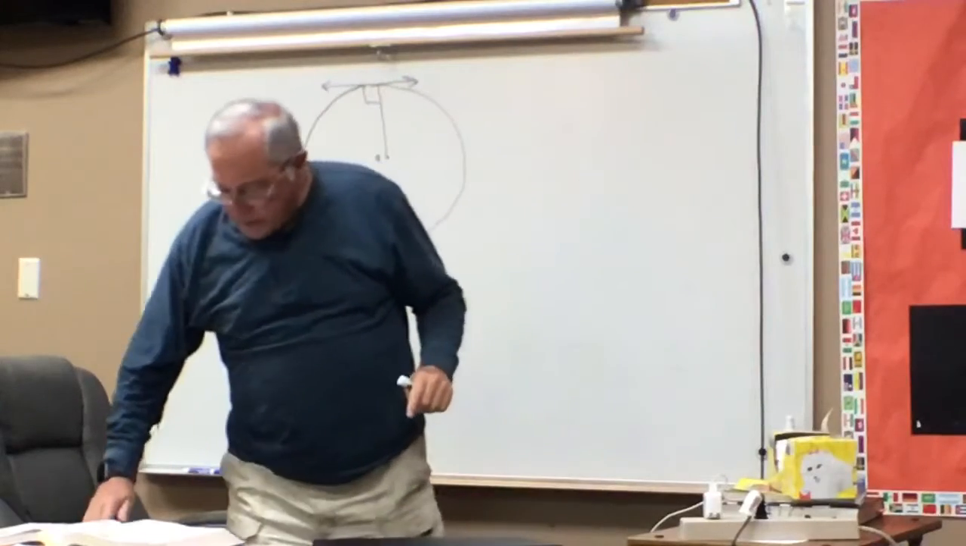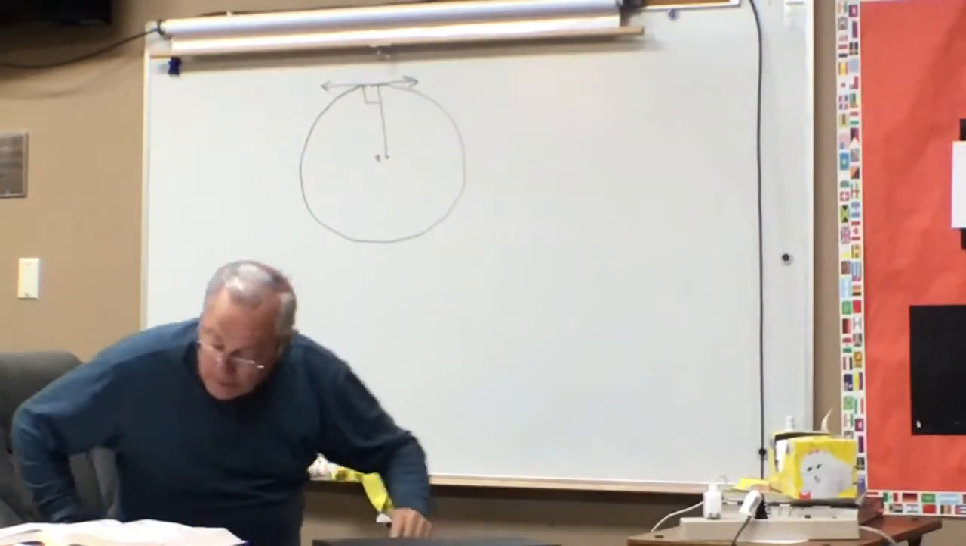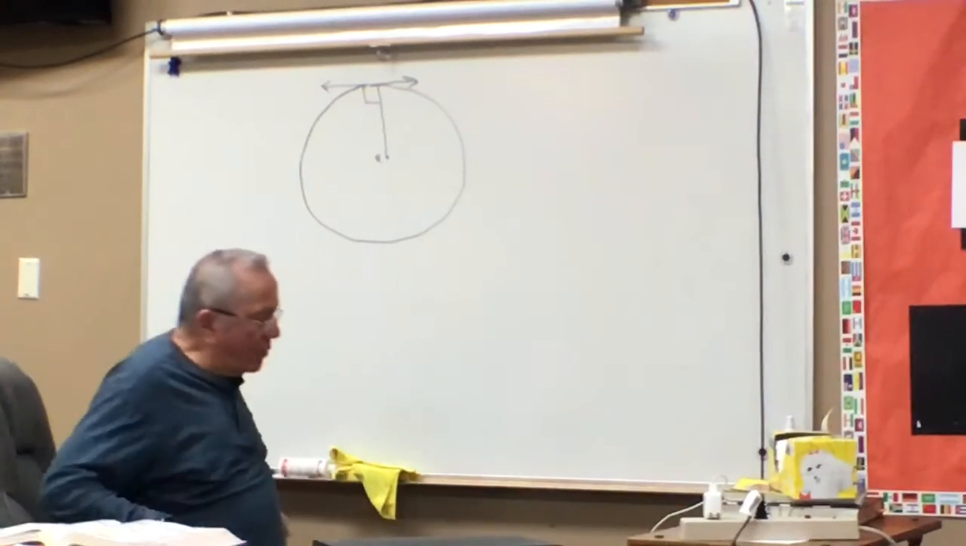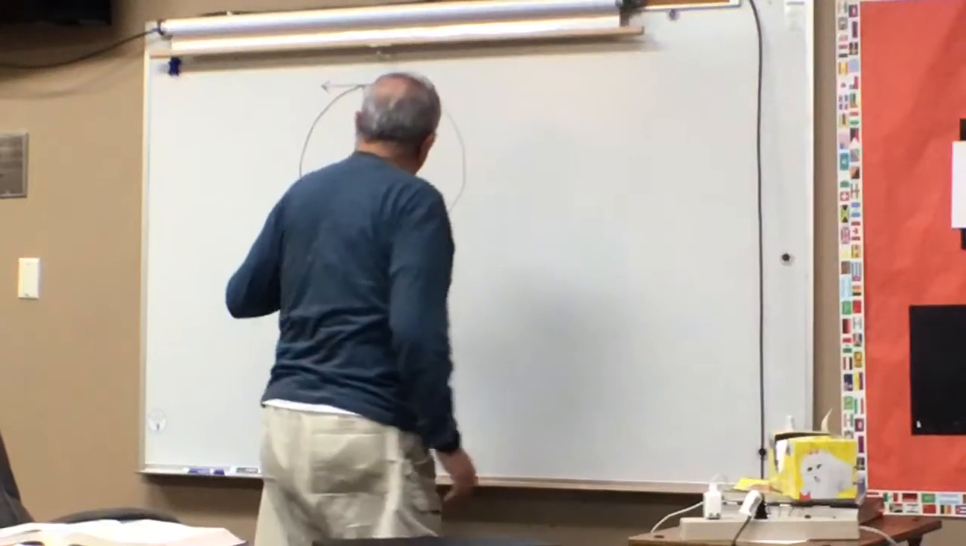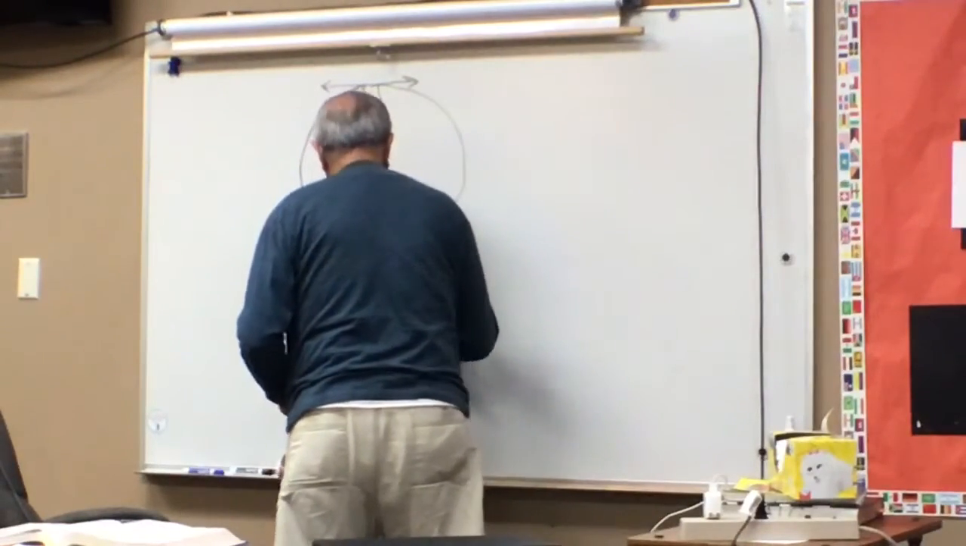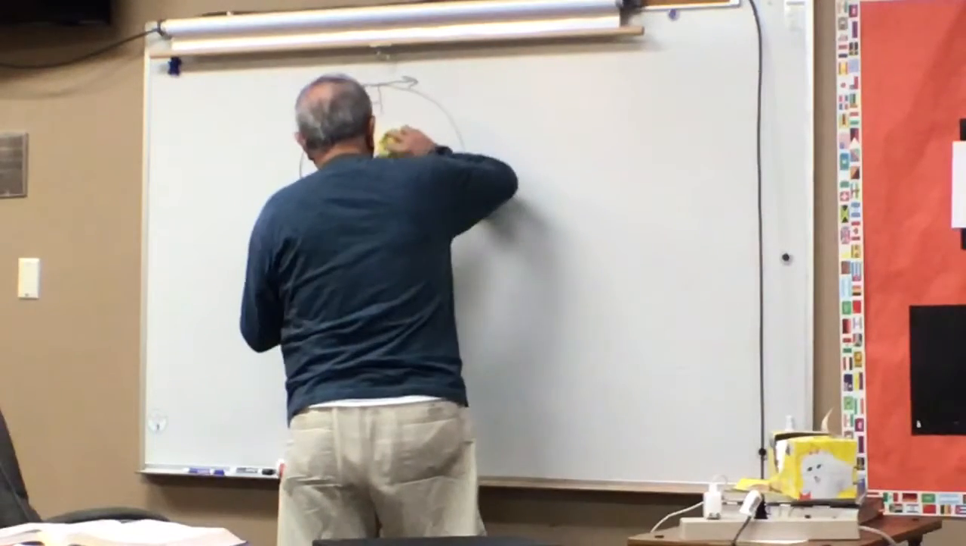All right, the next one on there says the radius that is perpendicular to a chord of a circle bisects the chord. Again, the radius that is perpendicular to the chord of a circle bisects the chord. All right, so let's translate that, and I'm going to change this, all right?